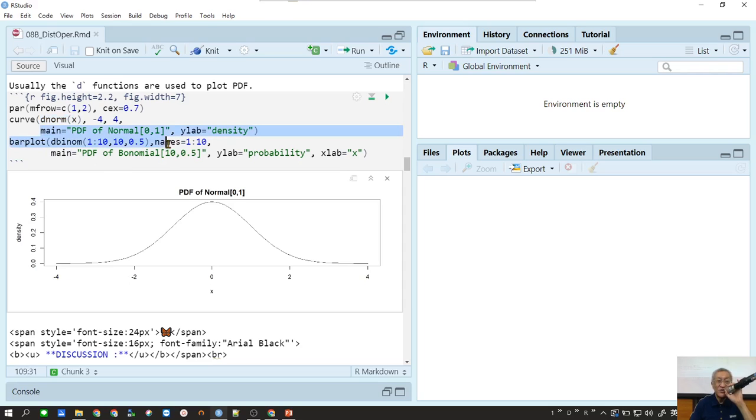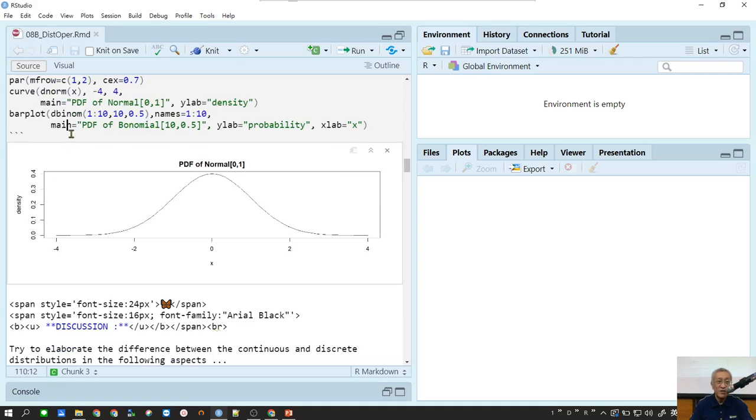And this is just to specify the label attached on the figure, right? So this dnorm function gives us the density for each x, okay? But this is for normal distribution. Let's try another distribution, which is binomial.